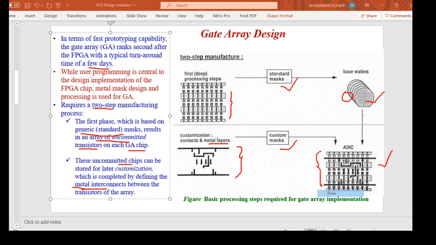And after fabricating proper metal layers on the top of the transistors to form proper connections between these transistors, we get a complete functional chip which will exhibit some sort of function. It also marks the completion of the gate array design process. So basically these are two steps which are used in this gate array design approach to fabricate an IC.